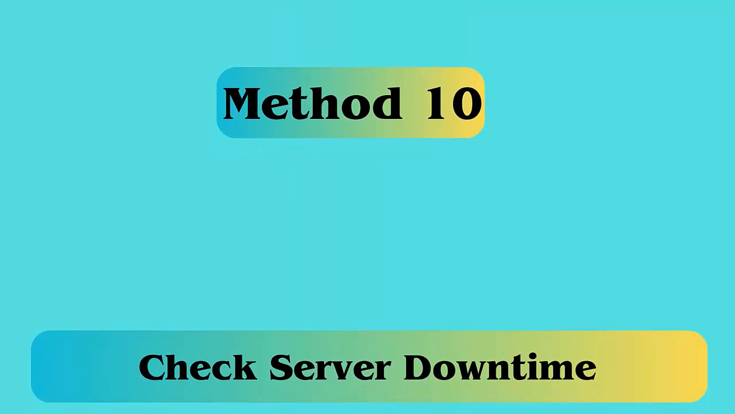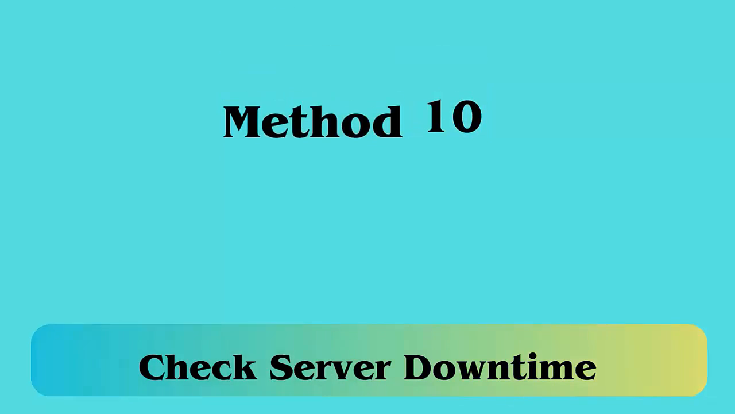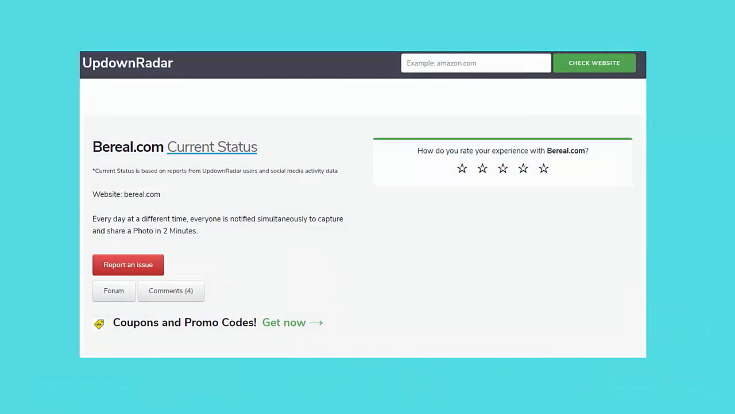Method 10. Check server downtime. When the issue continues, then you should also check if the error is from the server end. It may happen that there is downtime from the server side. To get the confirmation, you can visit a website like UpDown Radar.